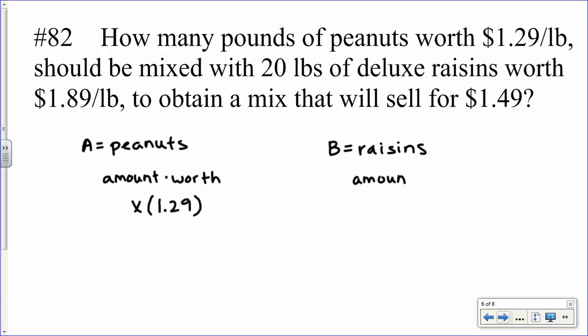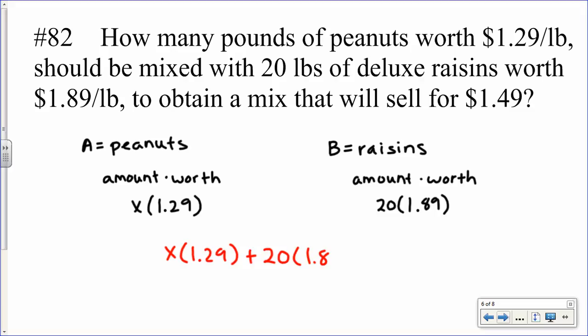Raisins. How many pounds of raisins? 20. And the worth? $1.89. Okay, so A plus B equals total. So 1.29x. Actually, I'm going to keep it like this for now. Plus 20 times 1.89 equals my total amount. Well, I don't know what x is, so my total amount is x plus 20. So x plus 20 is my total amount.